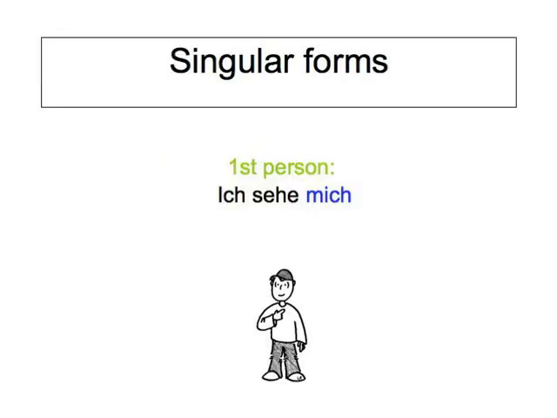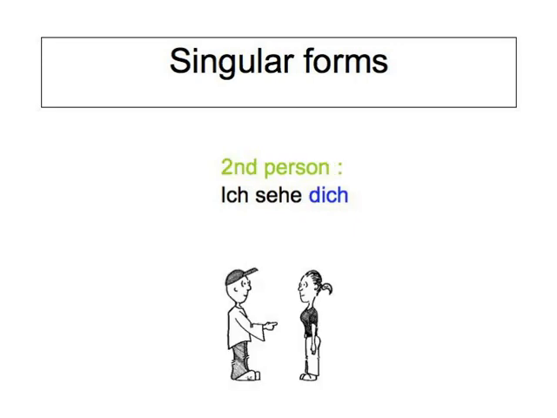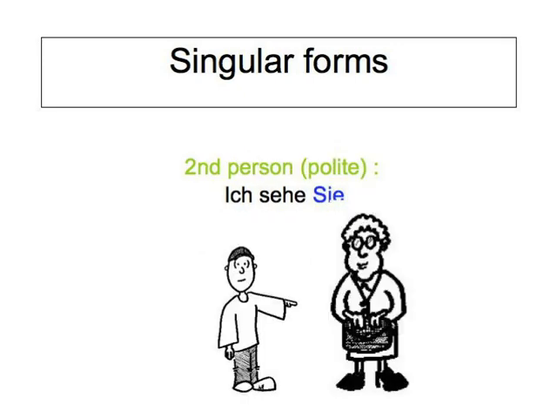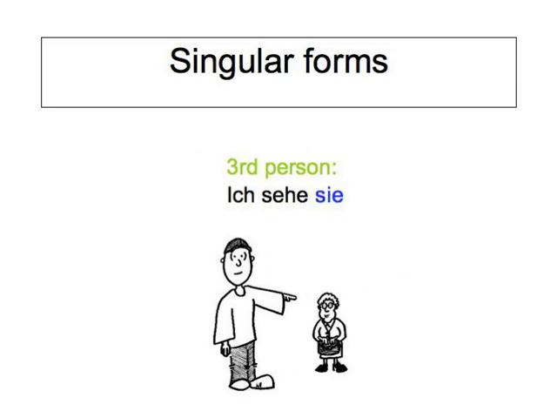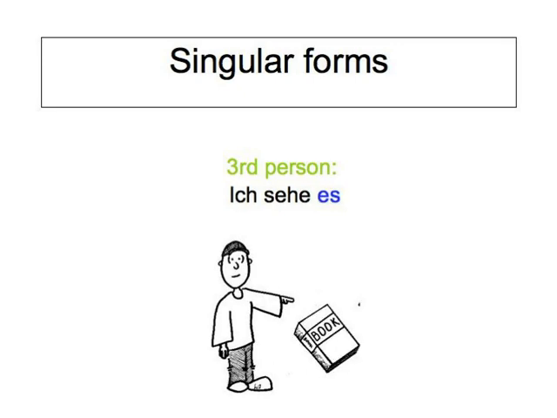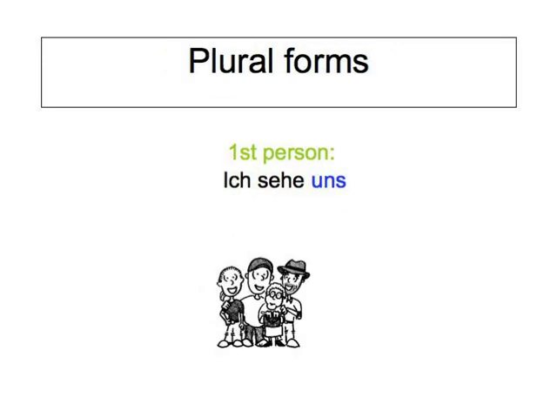Ich sehe mich, I see me. Ich sehe dich, I see you. Ich sehe Sie, that's the polite form, I see you. Ich sehe ihn, I see him. Ich sehe sie, I see her. Ich sehe es, I see it.